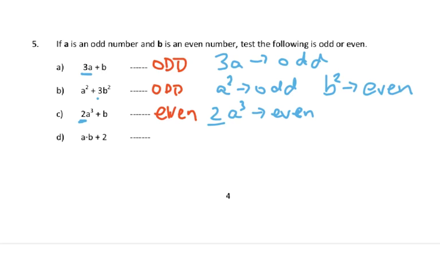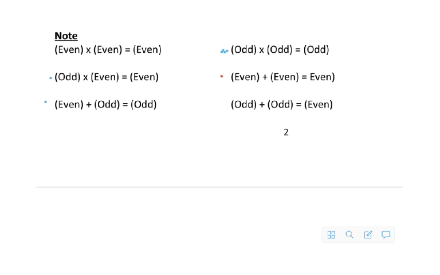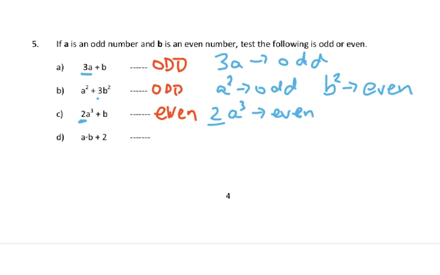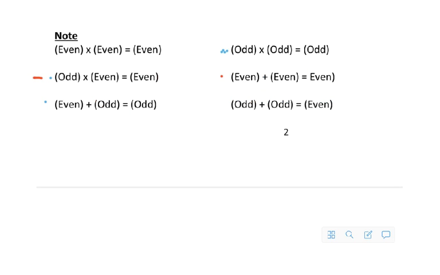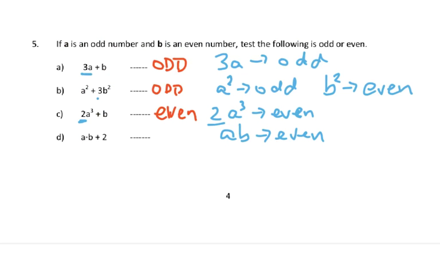In part D we've got an odd number times an even number. So odd times an even here, we know that the whole result had to be even. So AB is even. And if you add 2, that is obviously even plus an even, and we've seen that that is also even. So even.